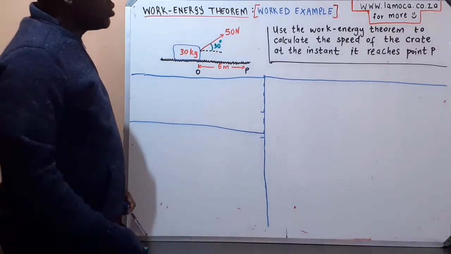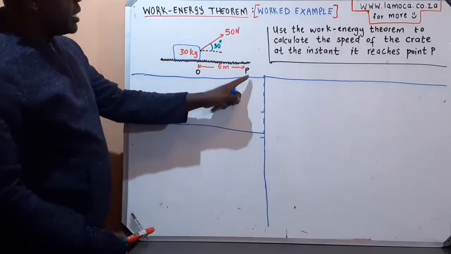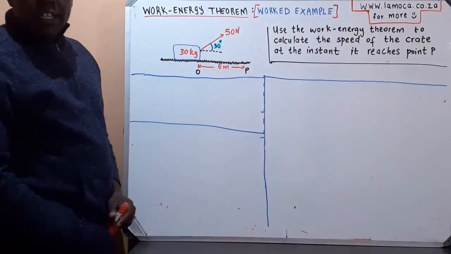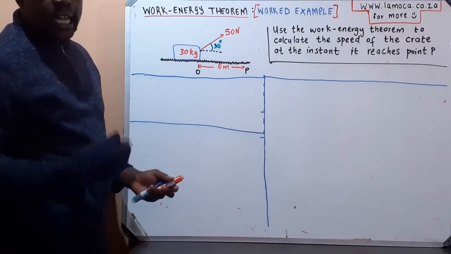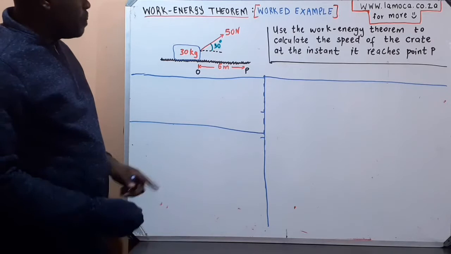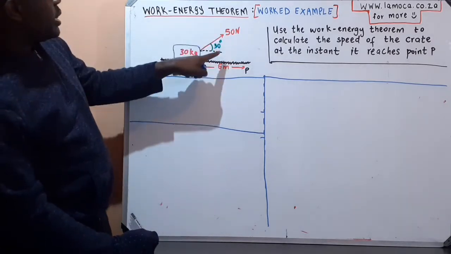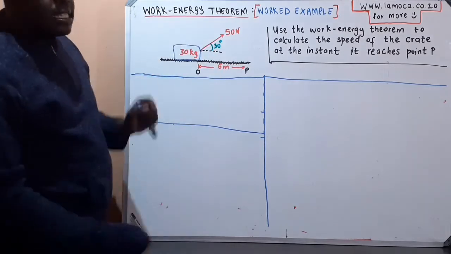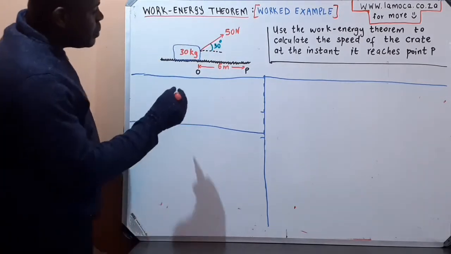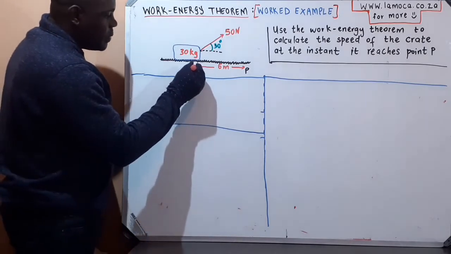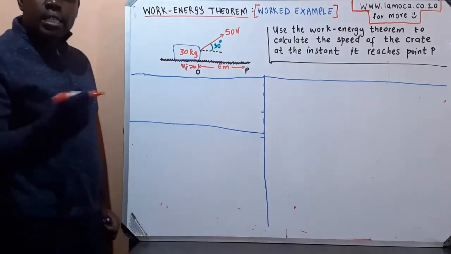Now, we are asked to use the work energy theorem to calculate the speed of the crate the instant it reaches point P. Very interesting stuff. There are critical things that we heard from the statement and we want to put them in application. We are told that a worker pulls a crate with this force at that angle. But he's going to pull it from rest. So at point O, it's at rest. That means the initial velocity, Vi, is going to be 0 because it starts from rest.